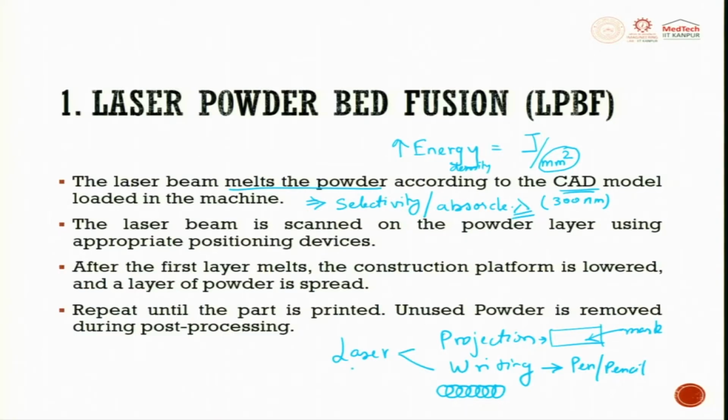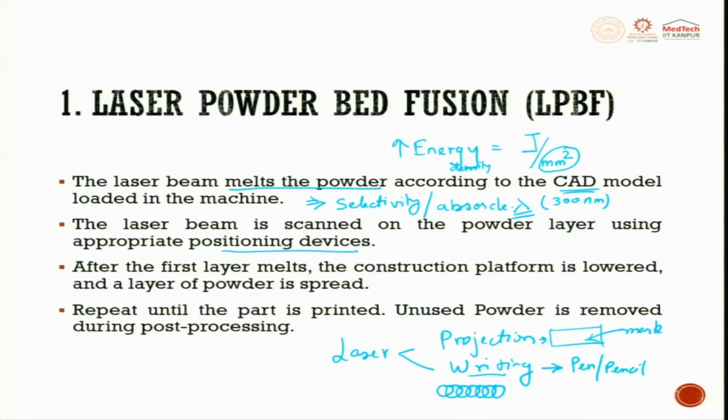So, laser can be used as a projection technique, and the laser can be used as a writing technique. Predominantly in metals we use only writing techniques. That means the laser scans on top of the powder bed. That is what is said here: the laser beam is scanned on the powder layer using appropriate positioning devices. Now, it is very clear.